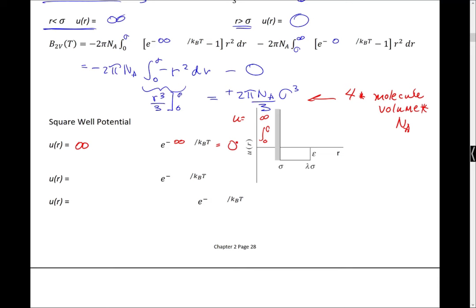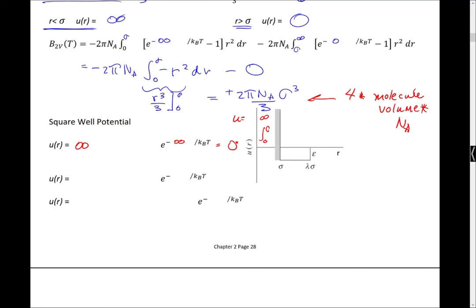And this is why I said we should pay attention to the previous integrals, because this will be exactly the same, right, for the hard sphere potential. Then we have this little region where we have attractive interactions. And we define it just consistent with the textbook. So the well starts at sigma, and then it goes out to lambda sigma. So that's just the width of our well, okay?